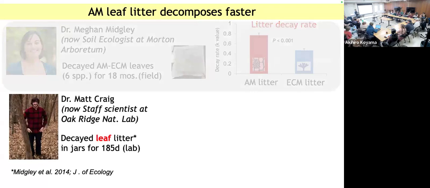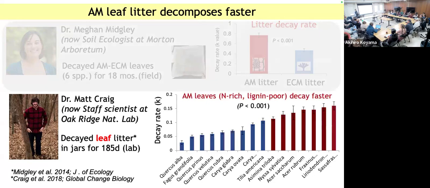He decayed leaf litter. He did this in a jar because he wanted to use many more species. And what Matt found was like the most striking figure that I've ever seen with respect to looking at AM and ECM differences. These are the species down on the x-axis here, just ordered from left to right in terms of their decay rates. And as you can see, all of the species that decayed really fast were the AM tree species, and the ones that decayed slow were the ECM species.